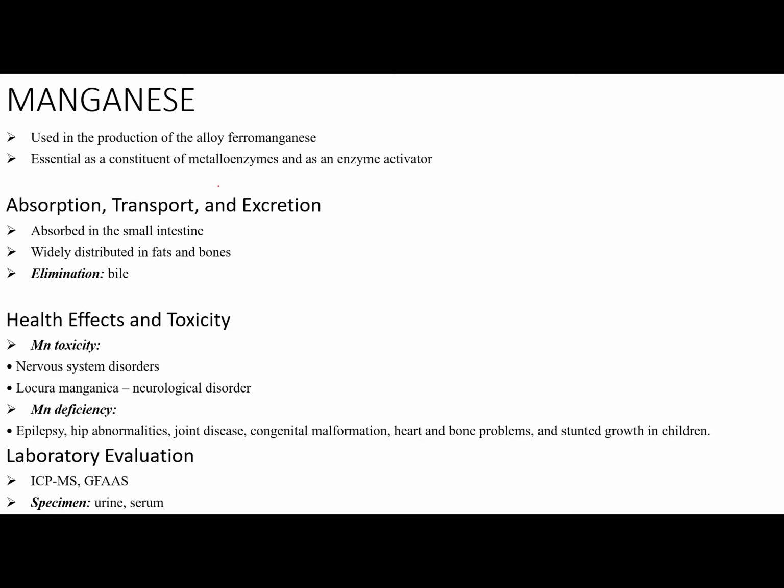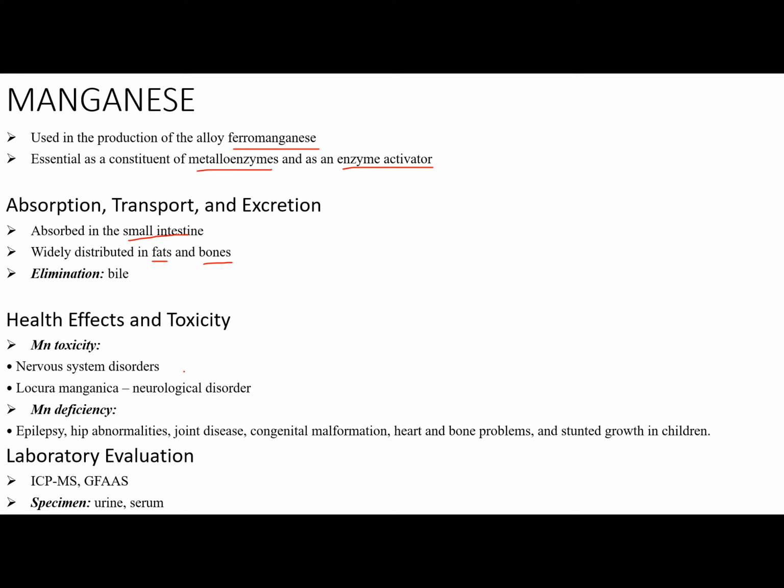Then we have your manganese, class, used in the production of the alloy ferromanganese, essential as a constituent of metalloenzymes and as an enzyme activator. Absorbed in the small intestine, widely distributed in fats and bones. Elimination is via the bile. Health effects and toxicity, class.